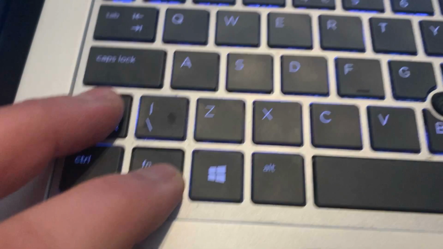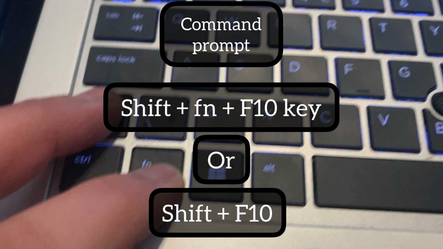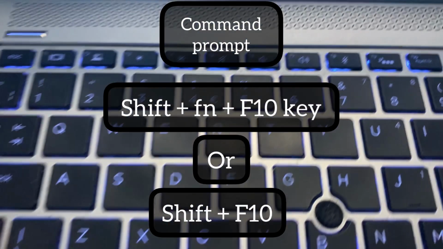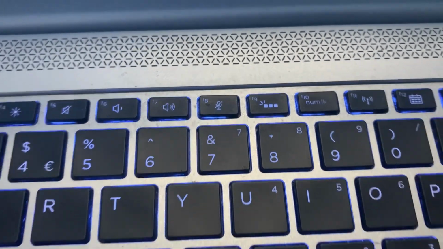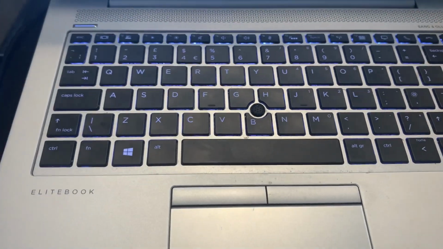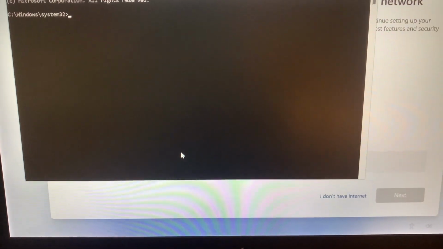Right, first of all, you need command prompt when you're in Microsoft account. There's two ways to go about it. Shift and FN and hold F10, all three keys. The other method is Shift and F10. Hold them both together. You should now see command prompt pop up.